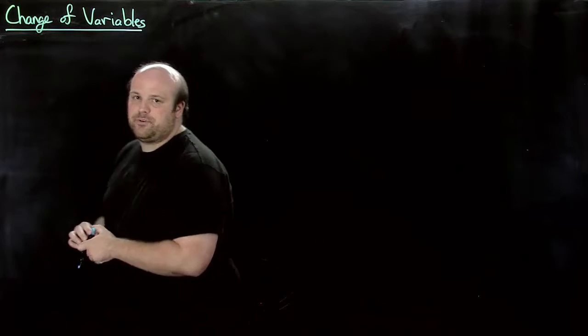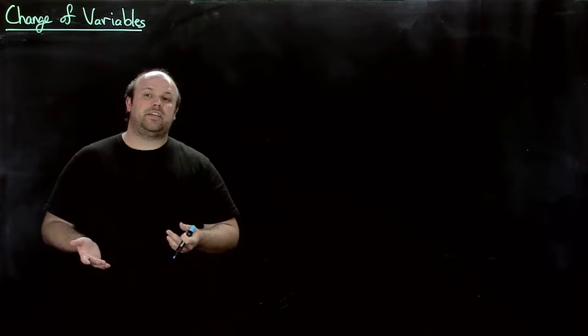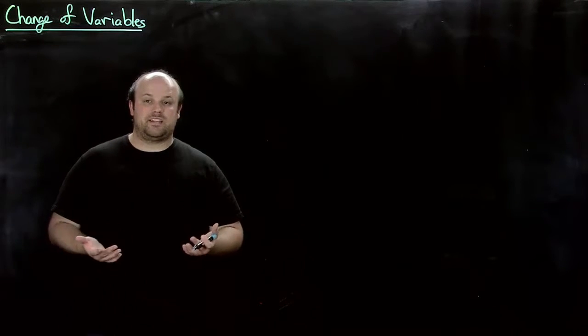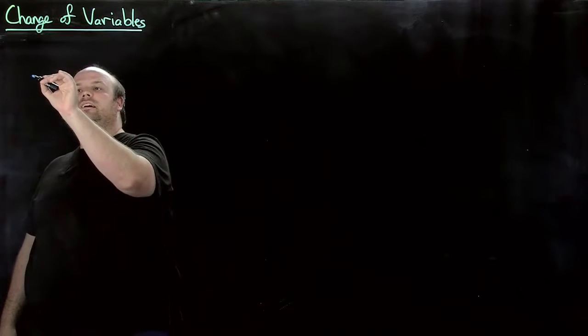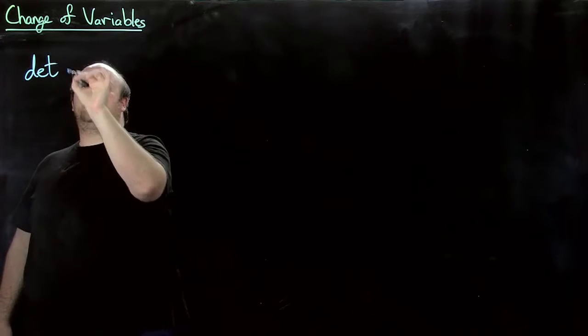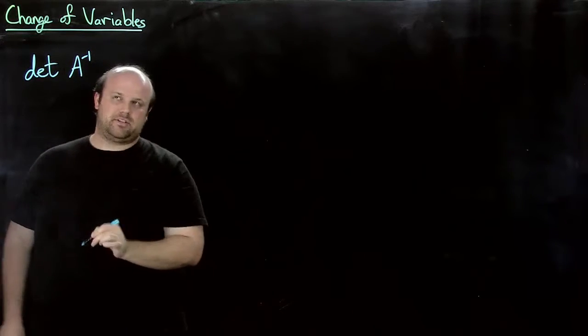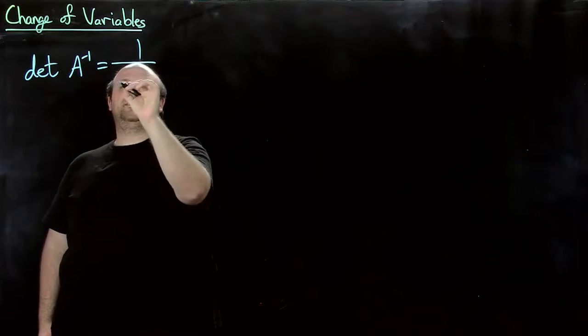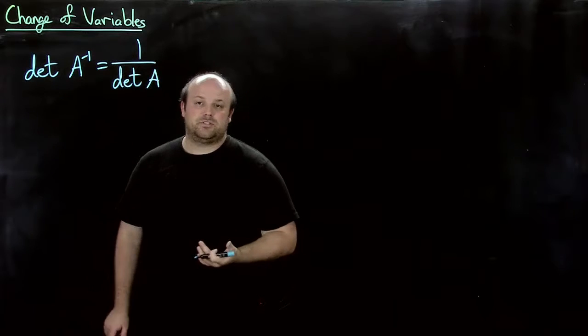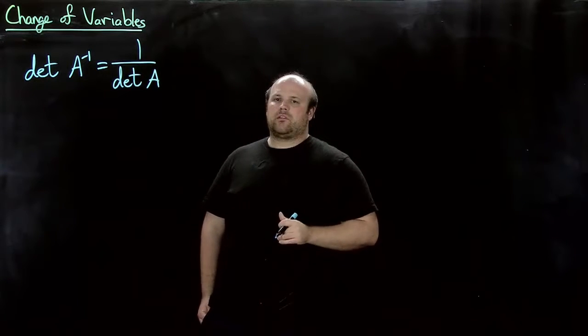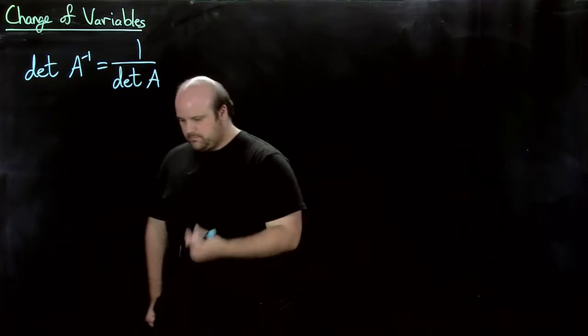So linear algebra, which if you're going to continue in math, I'm almost certain is going to be the next class you're going to take, gives us a trick. It tells us that the determinant of the inverse of a matrix is 1 over the determinant of the original matrix. Well, how is that helpful?